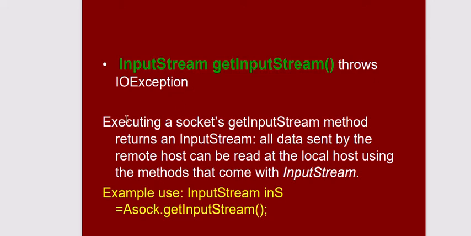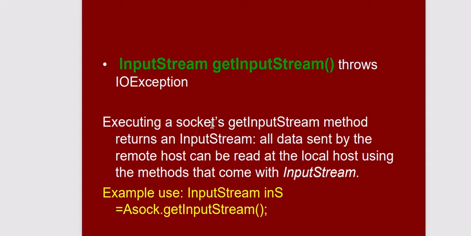So the point of me showing you this is that executing a socket's GetInputStream method returns an input stream, and all data sent by the remote host can be read at the local host using the methods that come with the input stream. Right? The input stream in turn gives you some methods that allow you to retrieve data from the communication channel to which it's being connected. Well, the communication channel it's being connected to is the internet.